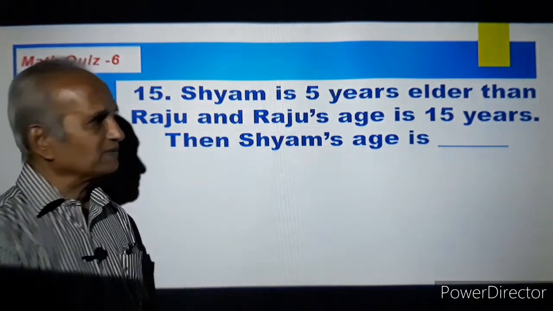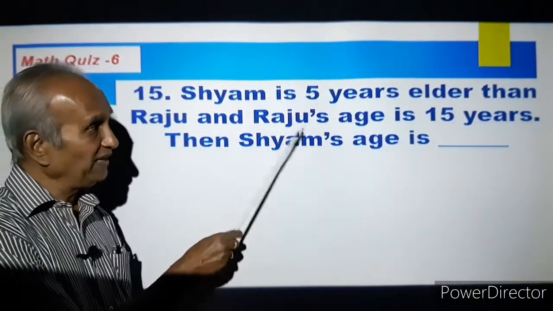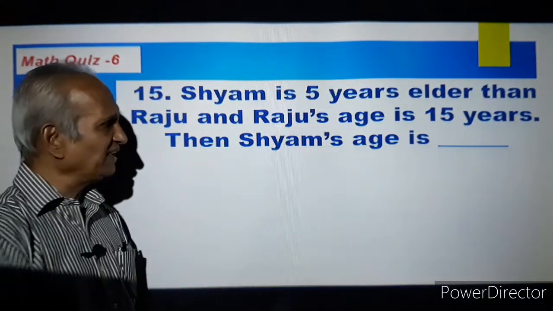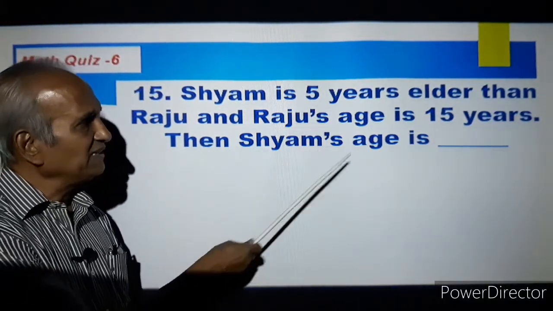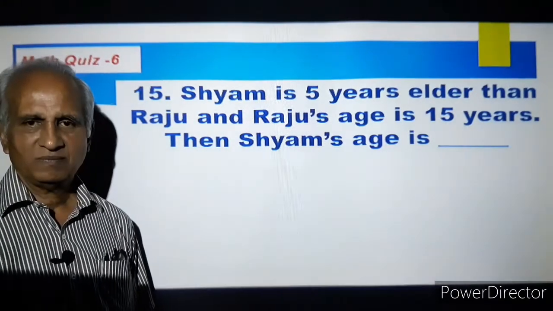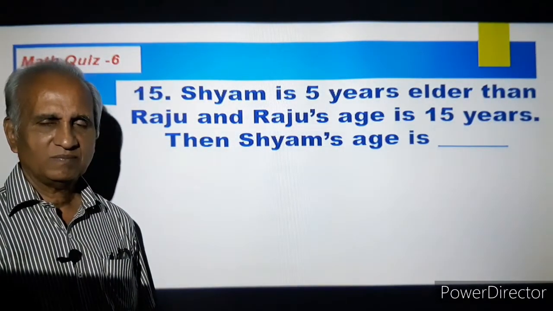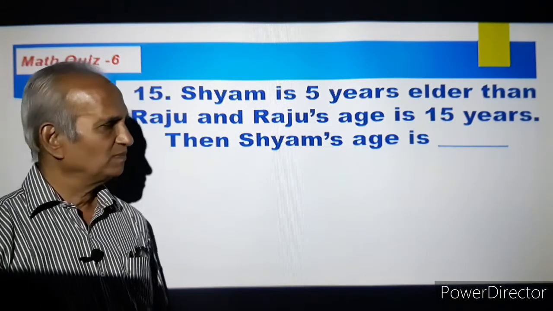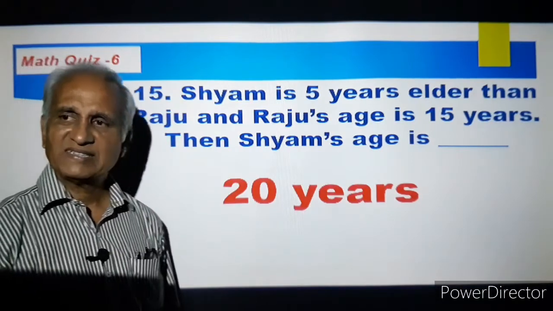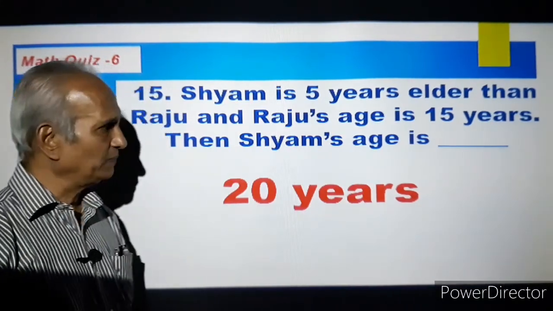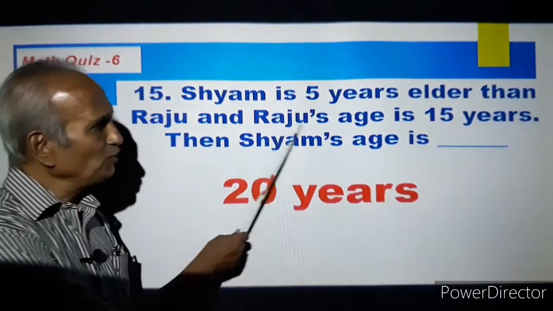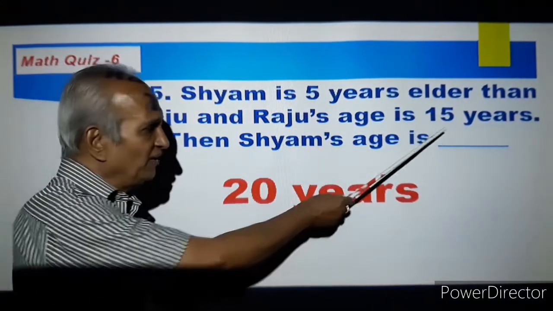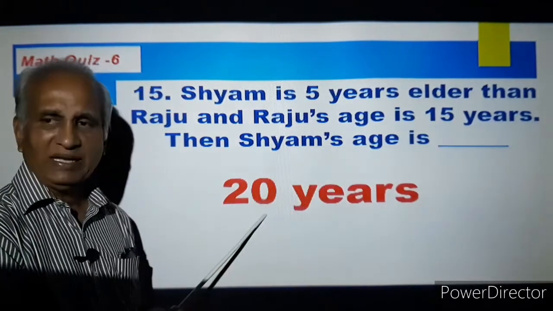Next, Shyam is 5 years elder than Raju, and Raju's age is 15 years. Then Shyam's age is... Read this statement and get it understood well. Raju's age is 15 years. Shyam is 5 years elder to Raju. It is 15 plus 5, 20 years.